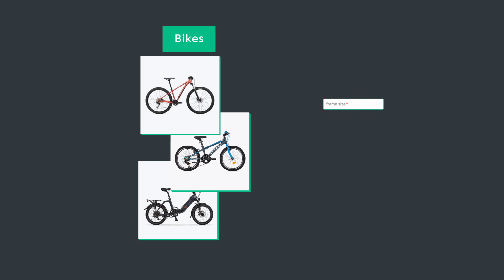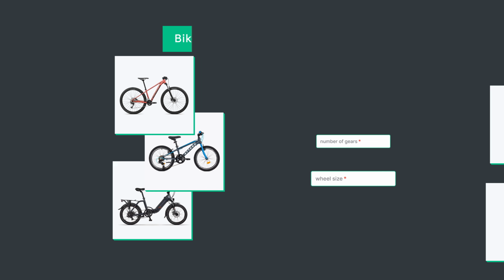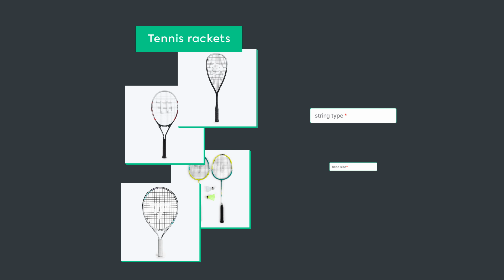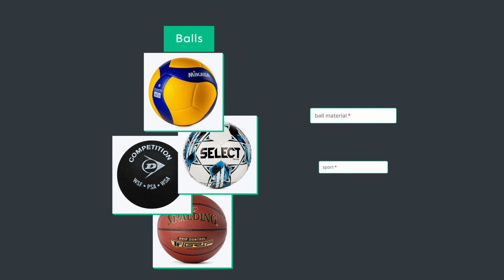Bicycles have attributes such as the frame size, number of gears, and the wheel size. Rackets have attributes such as string type and weight. Balls have attributes such as material and the sport for which they were designed. The division into product families depends on the store's assortment, the number of the products, and the store's specialization.